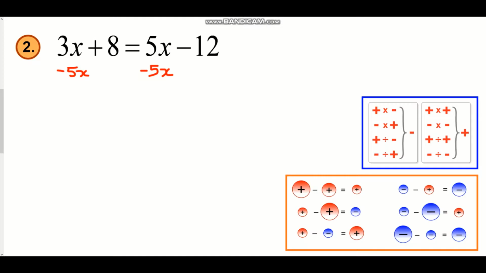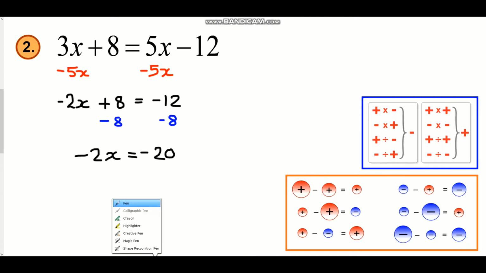So 3x take away 5x is minus 2x. My plus 8 stays where it is just now. 5x minus 5x gives me no x's, and then I take away 12, which gives me an answer of negative 12. Getting rid of the units, I'm going to take away 8 to get rid of the plus 8. And on the other side, to keep the equation balanced, I'll take away 8 too. That gives me minus 2x is equal to minus 20.